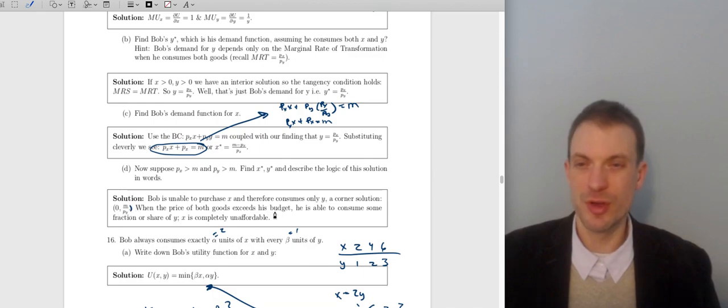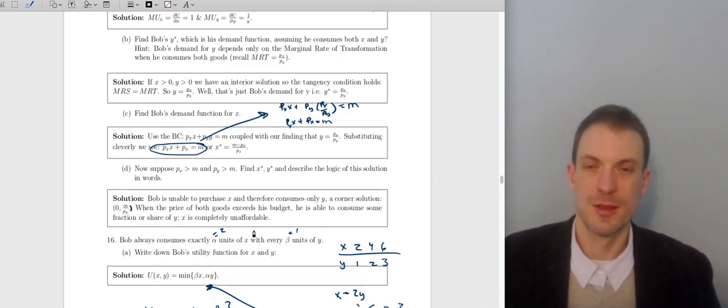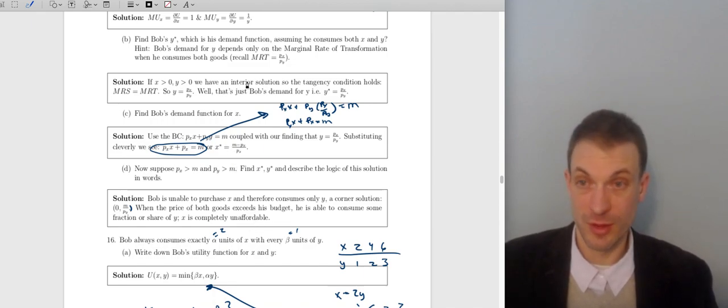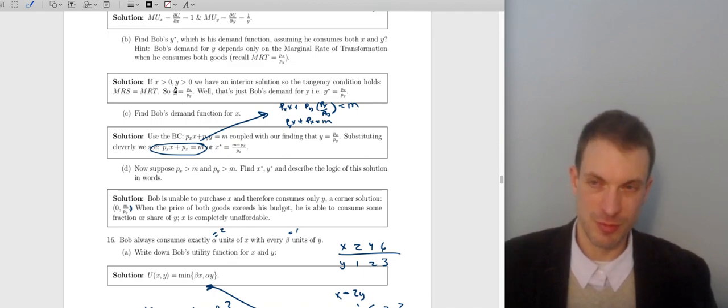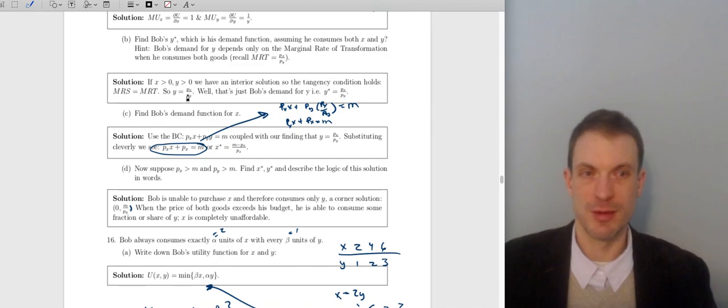When the price of both goods exceeds the budget, Bob is able to consume some fraction or share of y, and x is completely unaffordable. Remember, with quasi-linear utility, the consumer is fixated on one particular product. In this case, for Bob, it's y. And so Bob's going to make sure that Bob gets exactly px over py units of good y before Bob begins buying x. Once Bob has this amount of y locked down, Bob's not going to buy any more y.